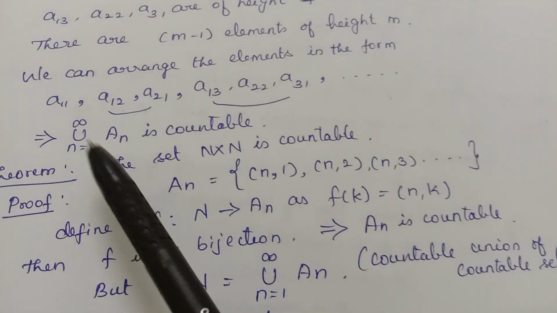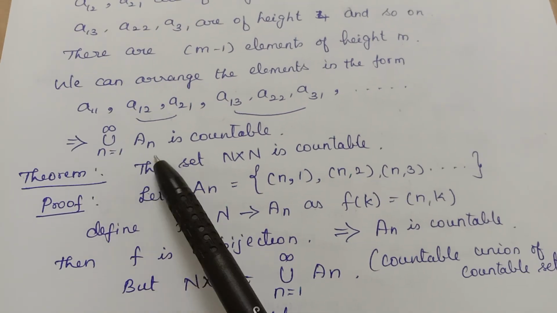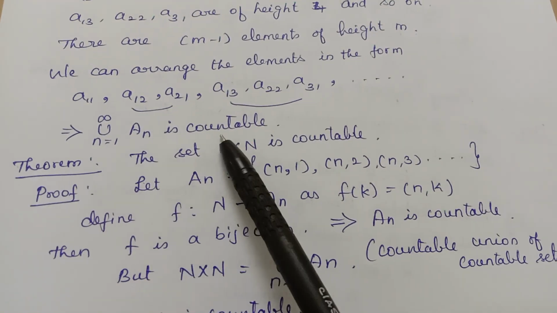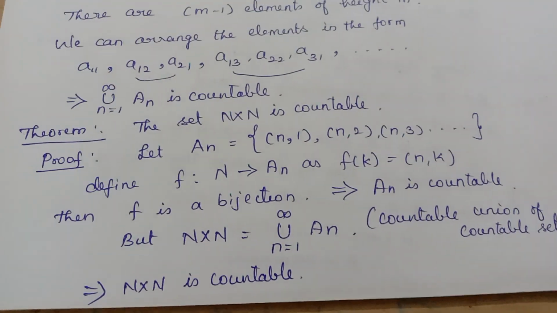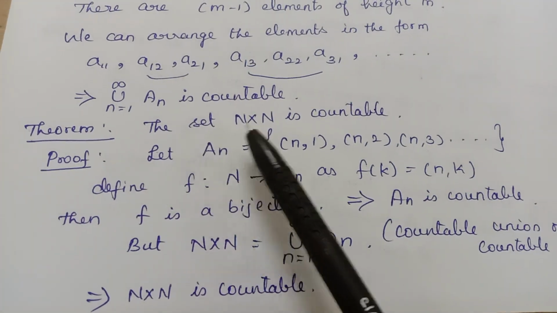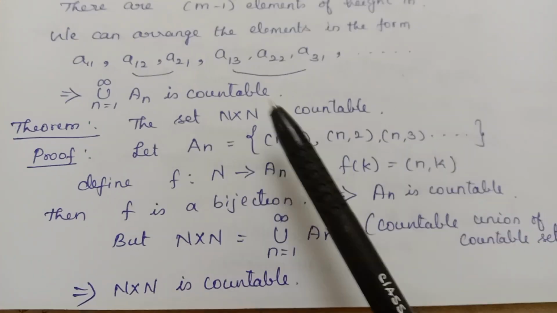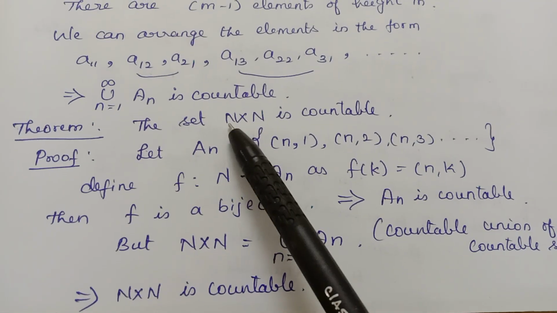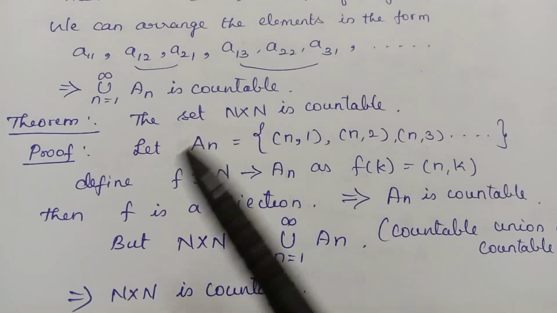Therefore the set union n equal to 1 to infinity A_n is countable. That is, a countable union of countable sets is countable. Okay, right. Next theorem, the set N cross N is countable. So N cross N, that means natural number comma natural number, two tuples, isn't it?